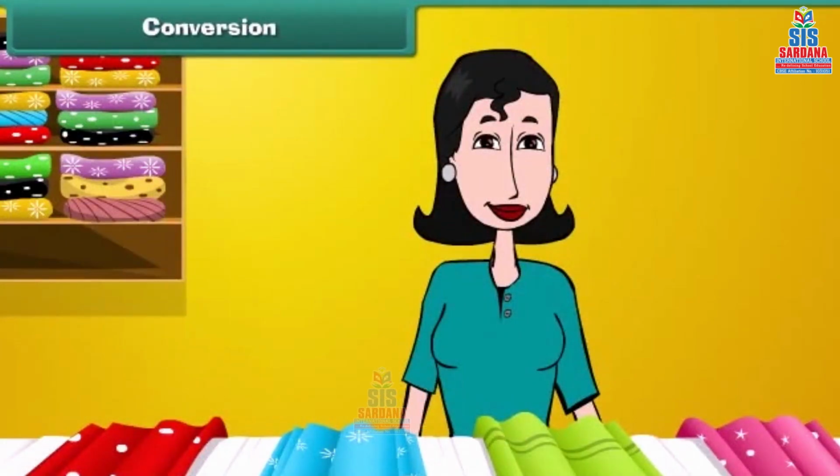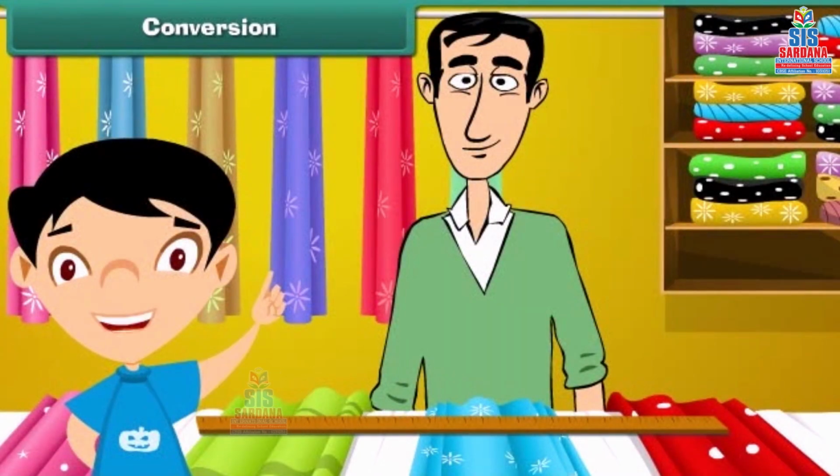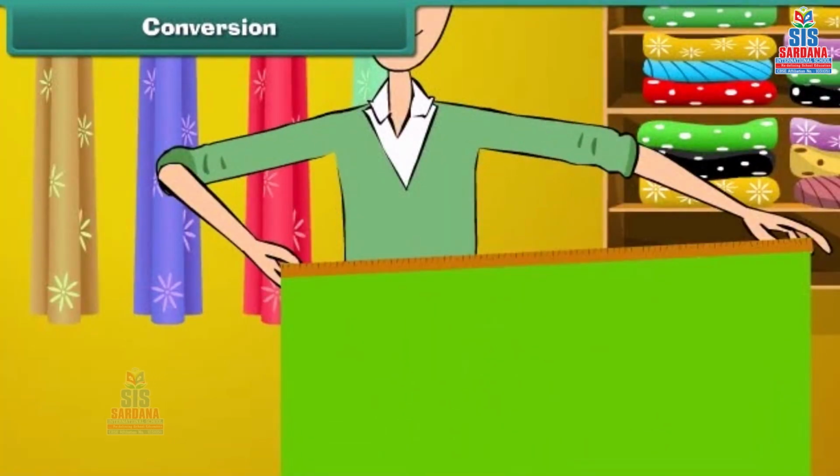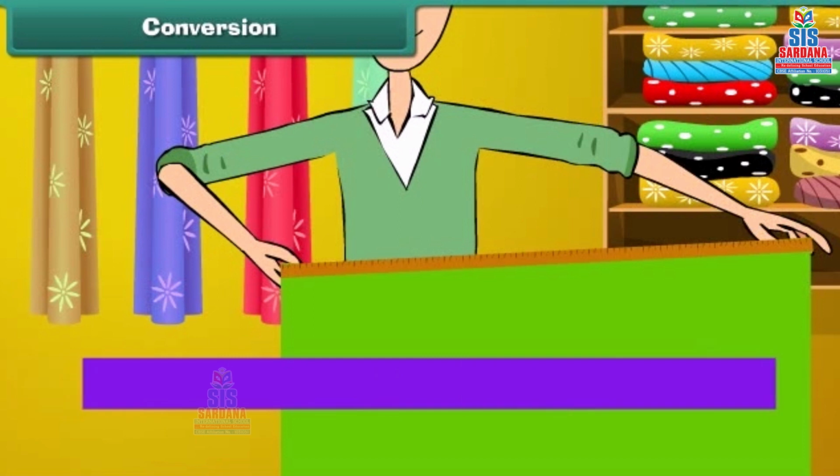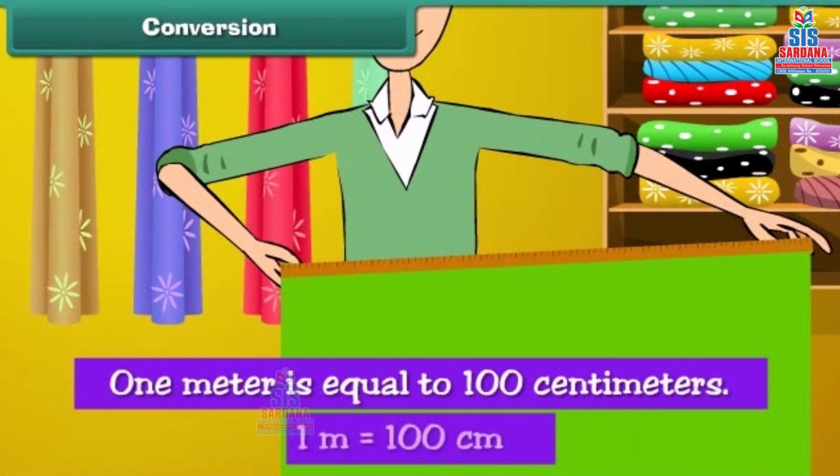Your mother is in market to buy shirt cloth. Can the shopkeeper measure a shirt piece with a ruler? Yes, he can measure, but the work would be tedious and time-consuming. He measures it with the help of metric tape. It will take less time and less effort. 1 meter is equal to 100 centimeters.